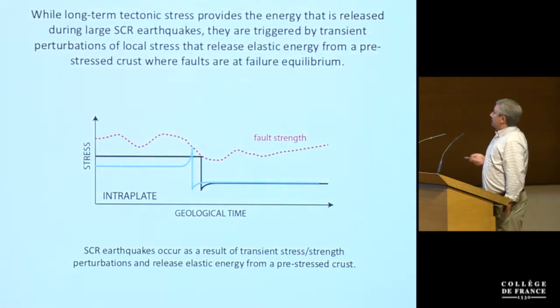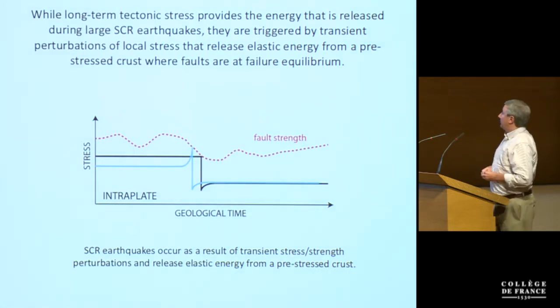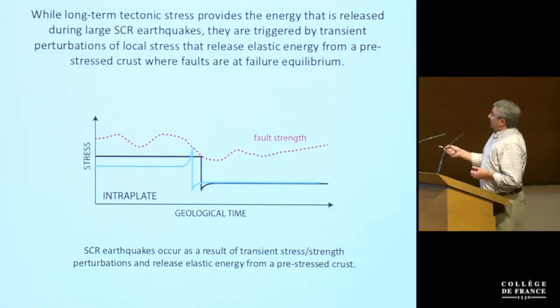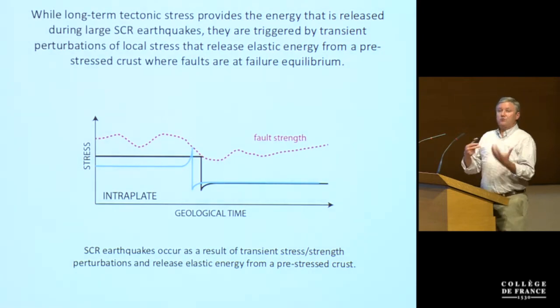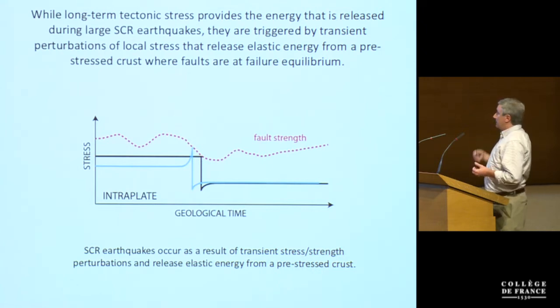And what I will argue is that, of course, fault strengths may vary in a way similar to plate boundary faults. A fault is a fault. But while the long-term tectonic stresses do provide, over time, the energy that is released during those large earthquakes, the earthquakes themselves are triggered by perturbation of either stresses, which would be the blue line here in the schematic drawing, or when the fault strengths decrease to the point that it will hit the stress level available in the surroundings of that fault.